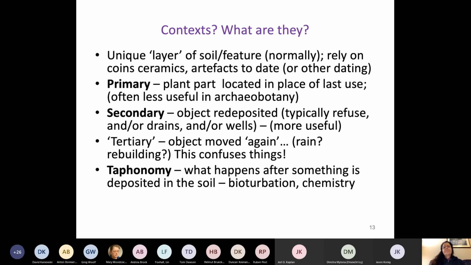And soil chemistry can change the preservation of things. So highly alkali or highly acid soils will change how much charcoal is preserved and may even destroy all the charcoal if you're unlucky, and more so with seeds.